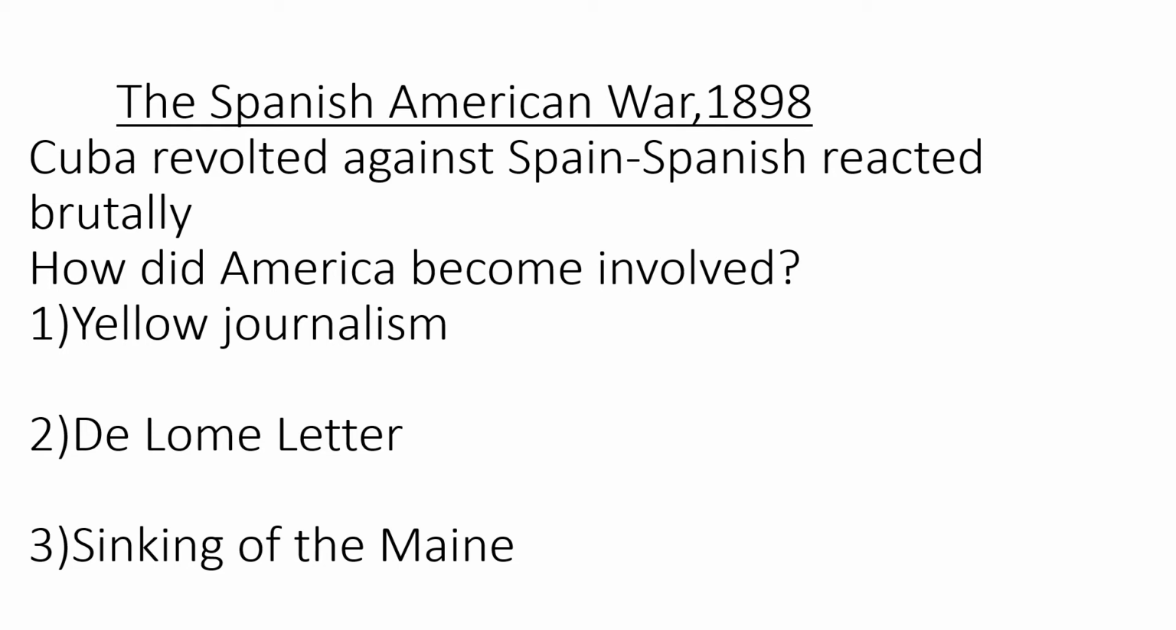The first was yellow journalism, which is the media sensationalizing events to influence public opinion. In the newspapers, the Spanish became the bogeymen, and people clamored for the United States to help the Cubans and become involved. The DeLome letter was a letter written by a Spanish minister to the United States that was leaked to the press. It described President McKinley as weak and a bidder for the admiration of the crowd. The minister resigned, but the letter further inflamed anti-Spanish sentiment.